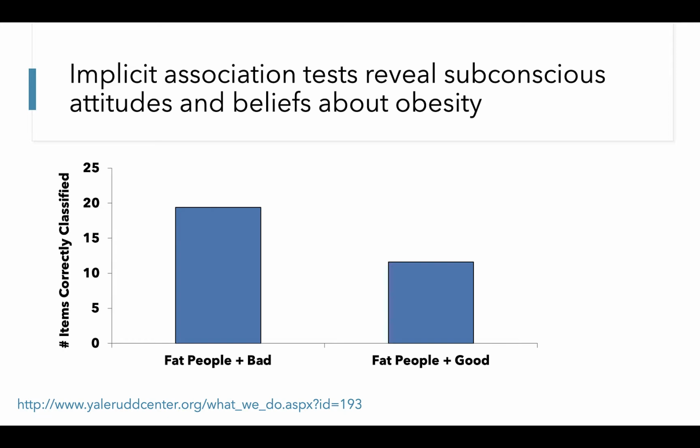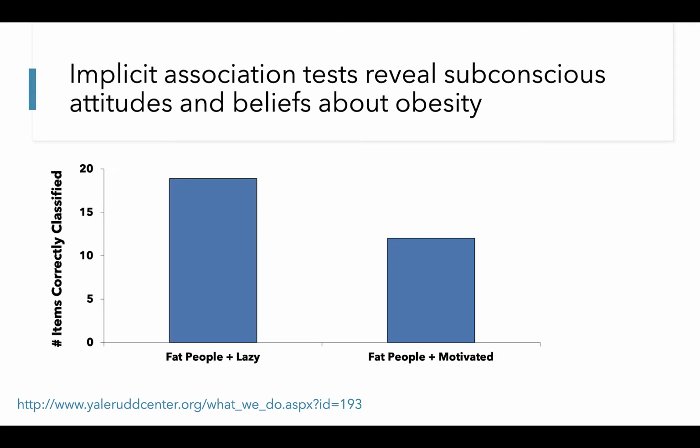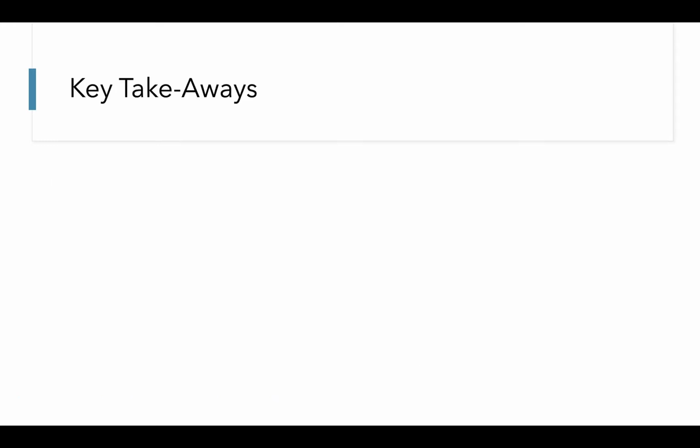Indeed, research using these tests reveal that many Americans hold these subconscious associations. We see that when respondents are asked to group fat people with bad concepts, they move through the items quicker and have a greater number of correct responses. When respondents are asked to classify fat people with good things, they respond more slowly and get more items wrong. We see similar results when larger bodies are asked to be classified with more negative characteristics like laziness versus more positive characteristics like motivation. Let's review some key takeaways from this video.